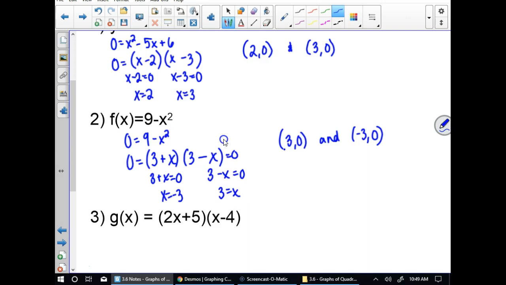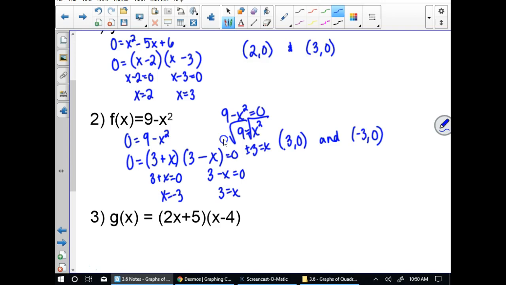Did anybody else use something different to solve that? You can use square roots on that one also. So if you do 9 minus x squared equals 0, you can just move your x squared over to the other side. So 9 equals x squared, and then you can square root both sides, which will give you plus or minus 3 equals x. So that works too.